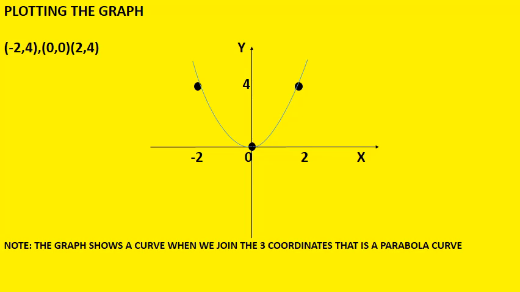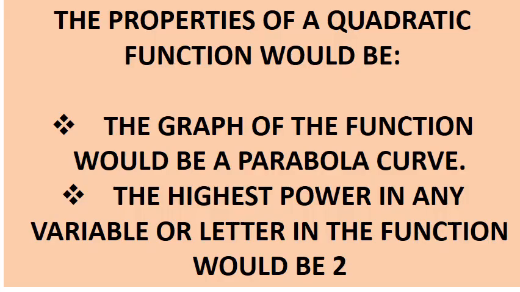Sketching the graph. Our coordinates are (-2, 4), (0, 0), and (2, 4). As shown in the diagram, the graph shown is a parabola curve. Note, the graph shows a curve when we join the 3 coordinates. That is a parabola curve.